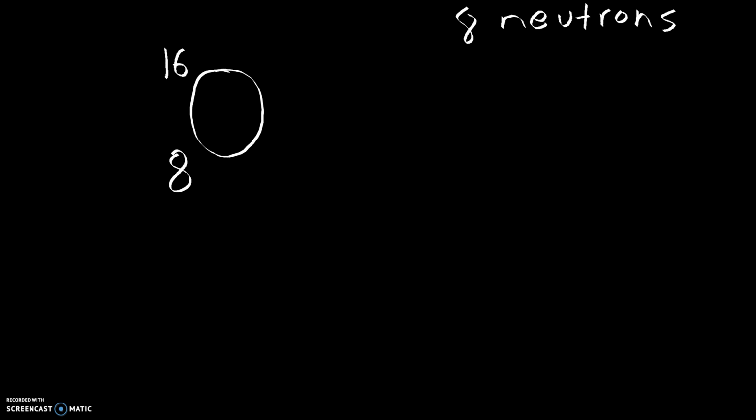Now, this mass number might not be 16. It could be 17, for example. It depends, because the mass number depends on the number of neutrons, and here there are 8 in this situation. So if the number of neutrons differs, then that's called an isotope.